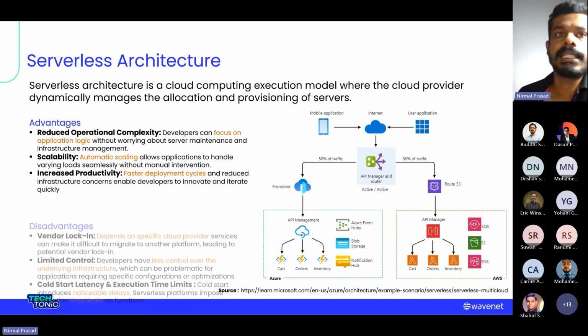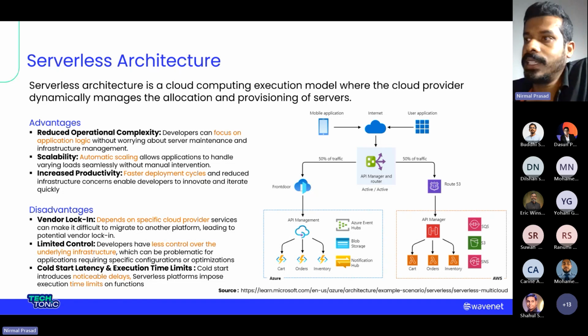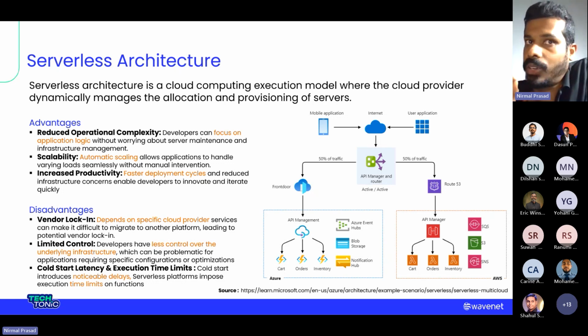Another disadvantage of this kind of architecture is vendor lock-in. Vendor lock-in means if you deploy your service on one cloud vendor, for example AWS, then it's very difficult to migrate to another vendor or on-prem. Because if you design a system for one particular vendor, there are some APIs and services that are unique to that particular cloud vendor. So it's difficult to migrate from one vendor to another. So there is vendor lock-in.